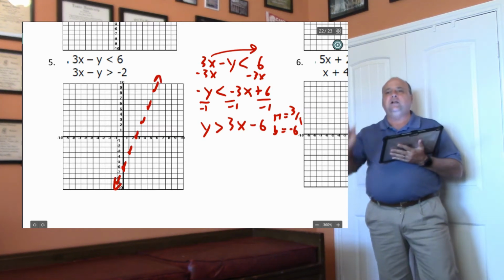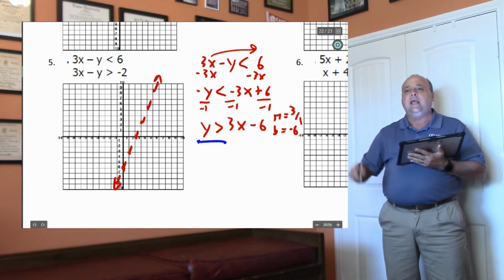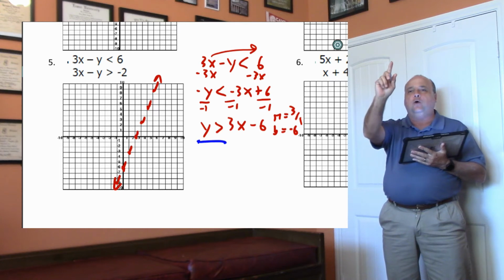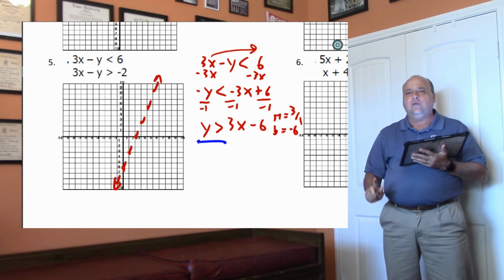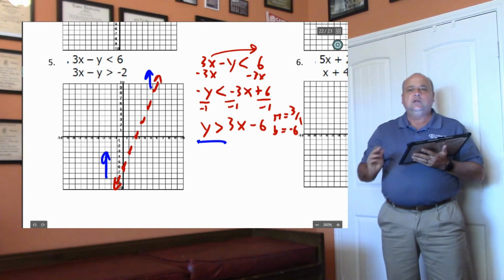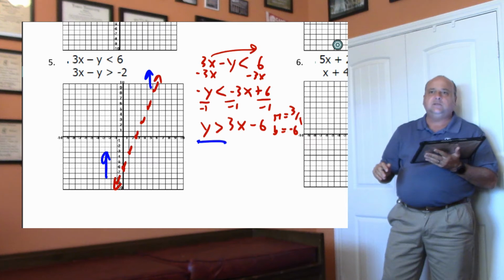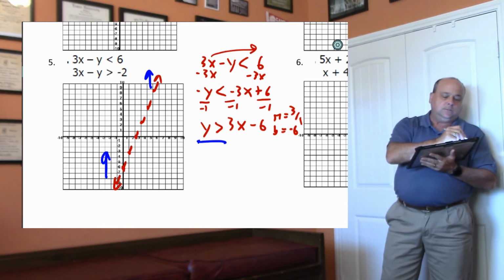Now then remember, we're going to shade up or we're going to shade down. Underline the y in the inequality. How do you get greater than on y? You shade up. So draw 2 arrows going up. So everything above that red line is going to work. Everything below it is not. Let's go to the next one.